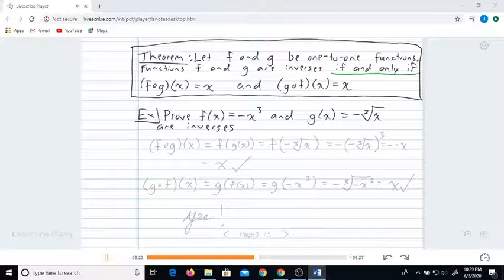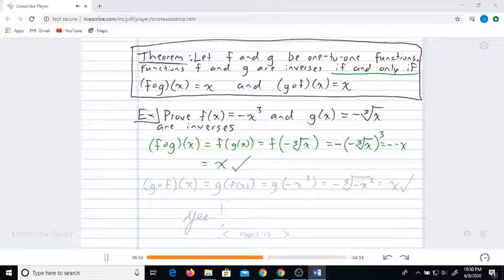Let's prove that these two functions are inverses. We'll begin by looking at f composed with g at x, so that's f at g at x. We want to work from the inside out. g at x is the negative cube root of x. We're going to take that and put it into function f, which is the negative of the input cubed. So the cubing cancels the cube root, and we get the negative of negative x, which is x.